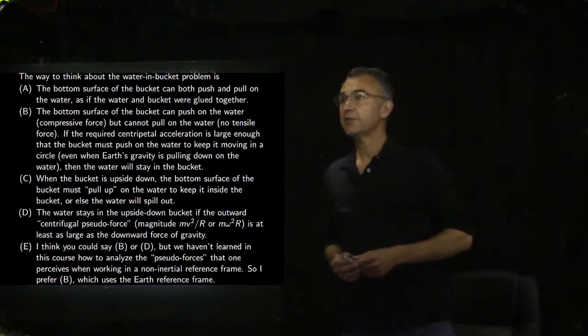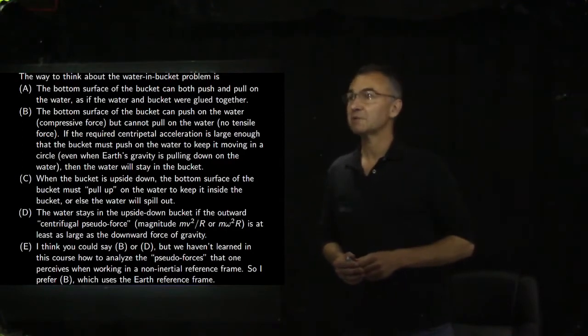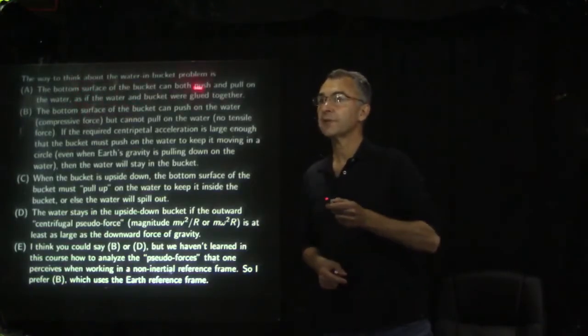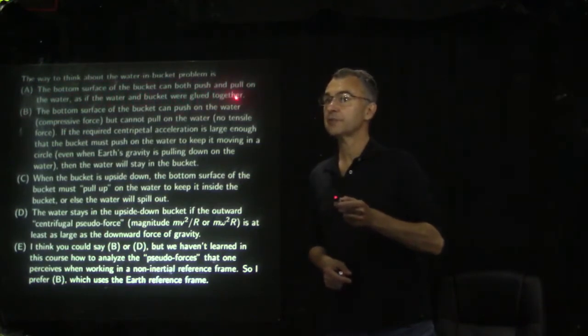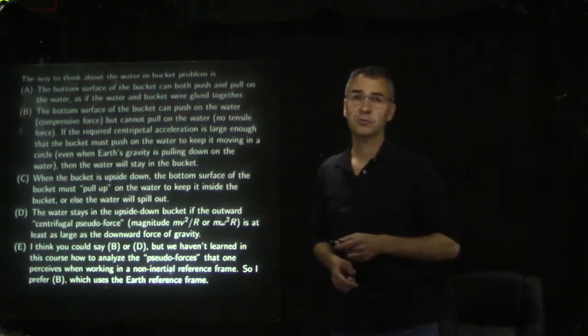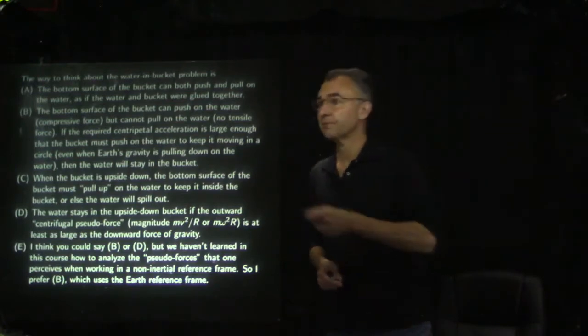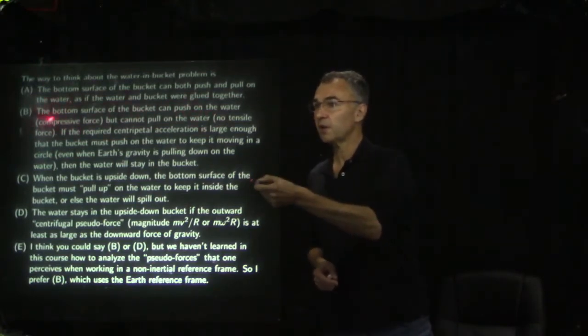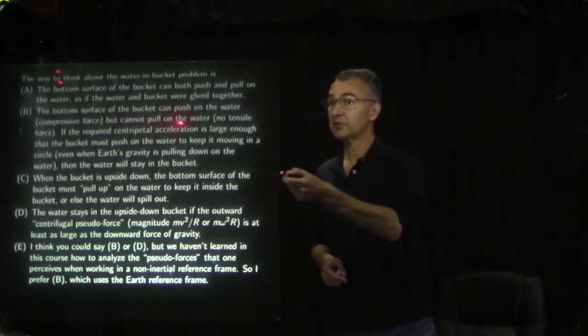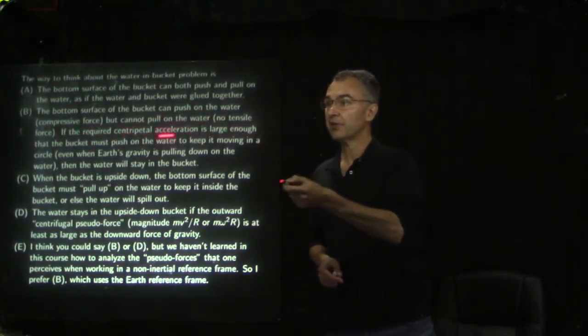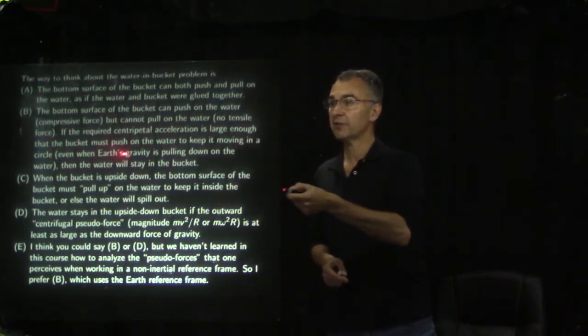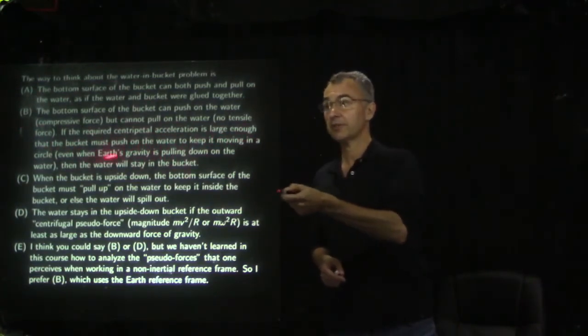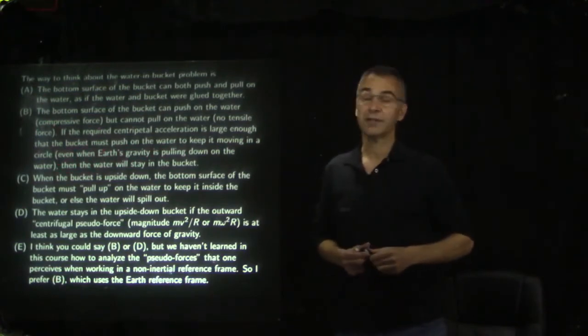The way to think about the water in bucket problem is the bottom surface of the bucket can both push and pull on the water as if the water and bucket were glued together. I think that's only true if the water is frozen. The bottom surface of the bucket can push on the water, a compressive force, but it cannot pull on the water, no tensile force. If the required centripetal acceleration is large enough that the bucket must push on the water to keep it moving in a circle, even when Earth's gravity is pulling down on the water, then the water will stay in the bucket. I think I like that.